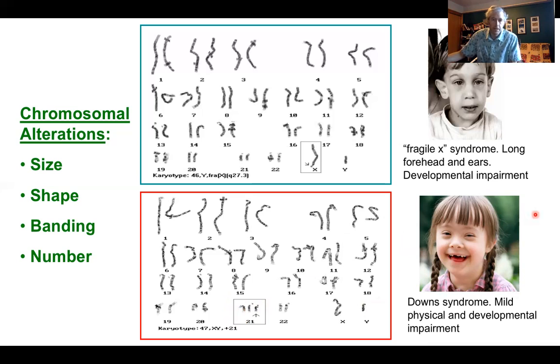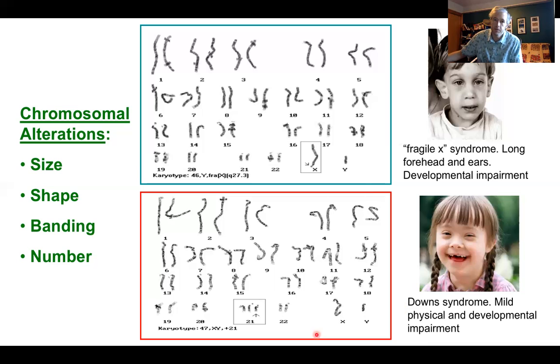I've realized I've made a mistake on this one because this is XY and it's a female that I've put a picture of. So that should be 2 X's, sorry, or I should have put a male picture there. But Down syndrome is associated with the characteristic change in the face, and very mild physical and developmental impairment.